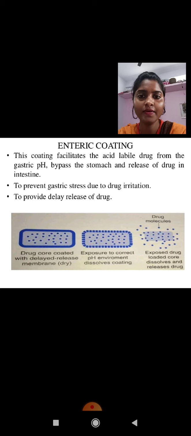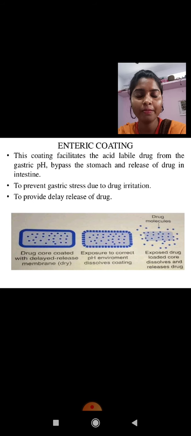Next one is the enteric coating. This coating protects acid labile drugs from the gastric pH, bypasses the stomach and releases the drug in the intestine. Some drugs are degraded at the acidic stomach pH. To prevent that degradation, the drug bypasses the stomach and is released in the intestine.